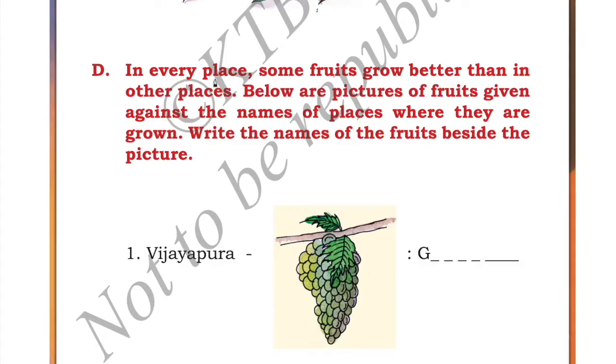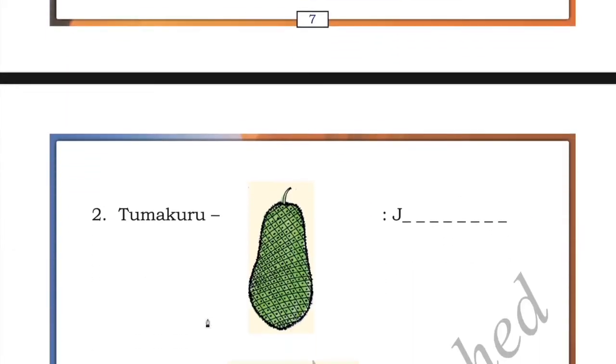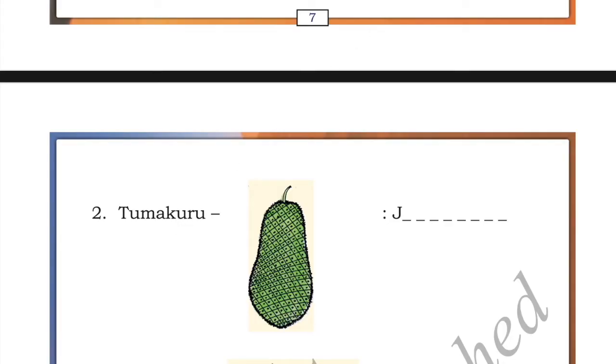In every place, some fruits grows better than in other places. Below are examples of fruits given against the names of places where they are grown. Write the names of fruits beside the picture. So Vijaypura is famous for which fruit? Vijaypura is famous for grapes, as you can see in the picture. Okay. Next, we have Tumakuru. Tumakuru is famous for jackfruit.